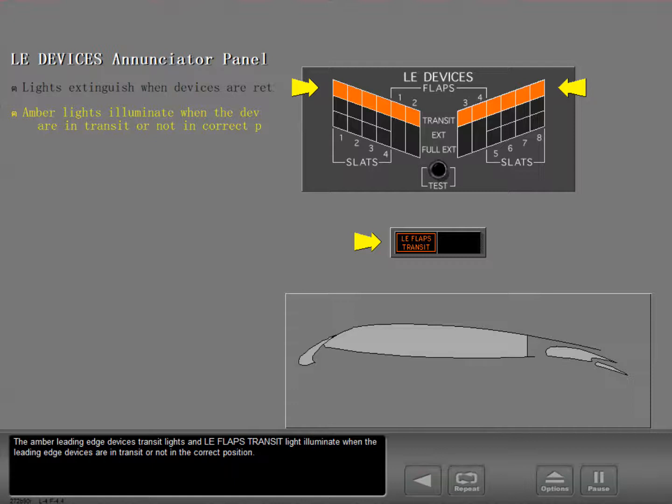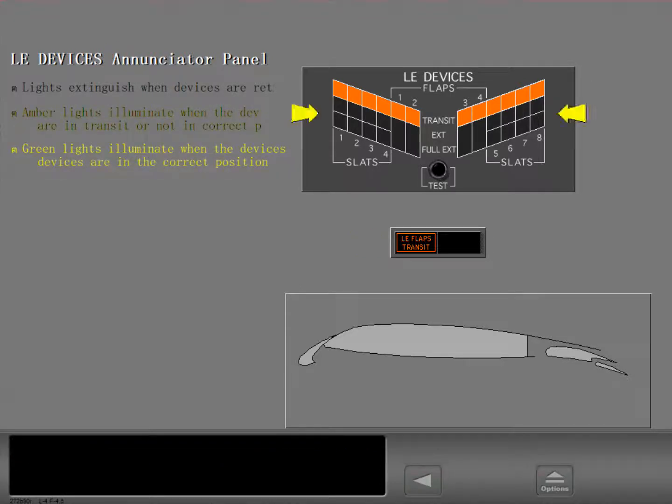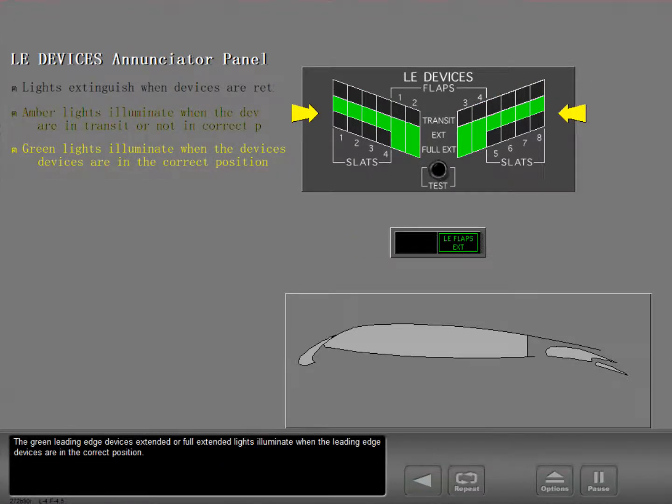The amber leading edge devices transit lights and leading edge flaps transit light illuminate when the leading edge devices are in transit or not in the correct position. The green leading edge devices extended or full extended lights illuminate when the leading edge devices are in the correct position.